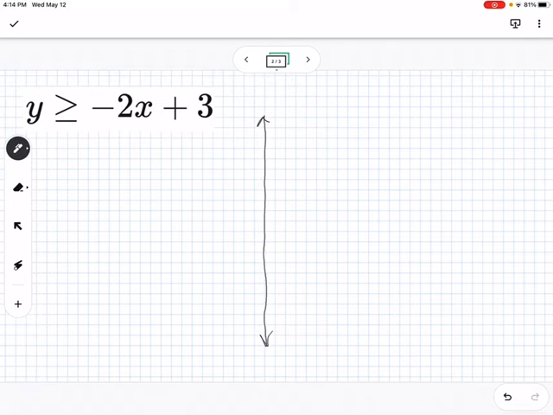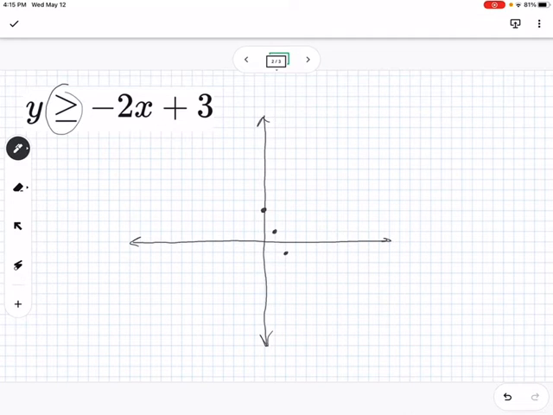So I'm just going to draw a coordinate plane. We've already graphed this particular line a number of times. So the y-intercept is 3. The slope is -2, so I go down 2 over 1, down 2 over 1. And because we are dealing with greater than or equal to, it's going to be a range of points, but up to and including the line.